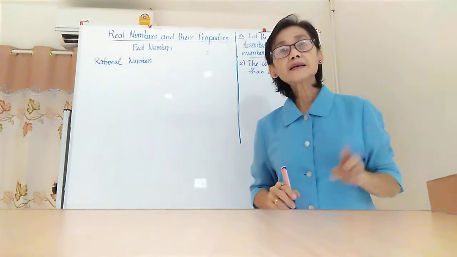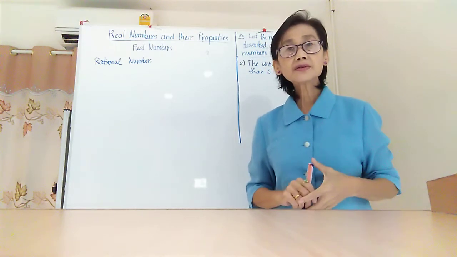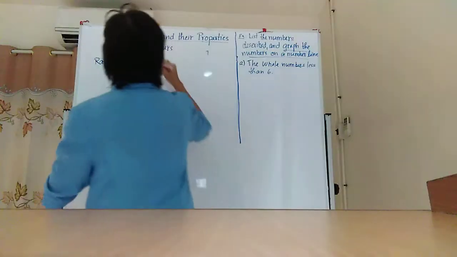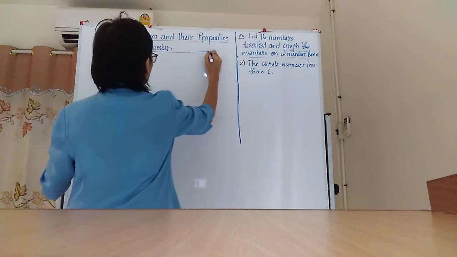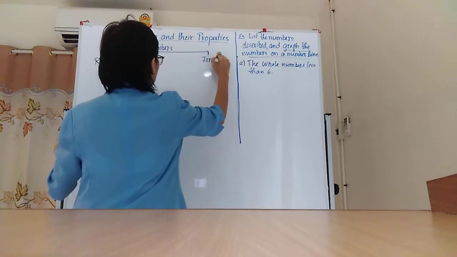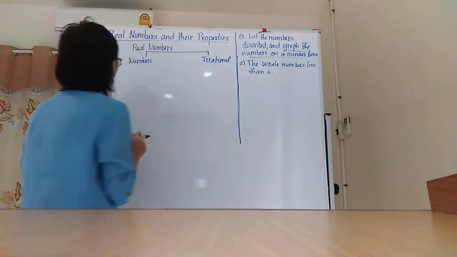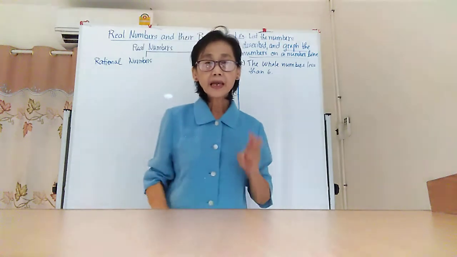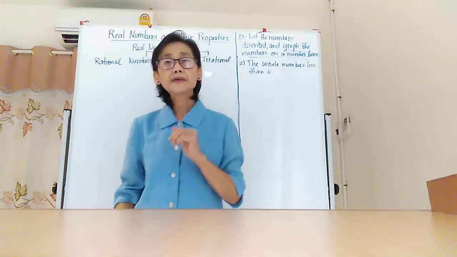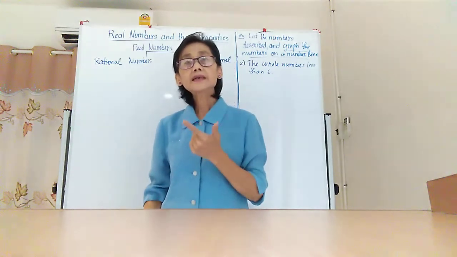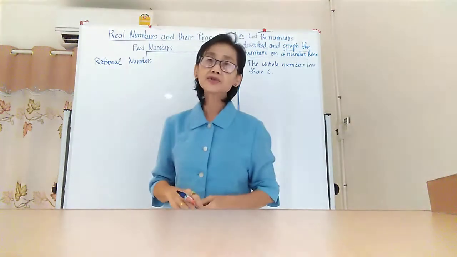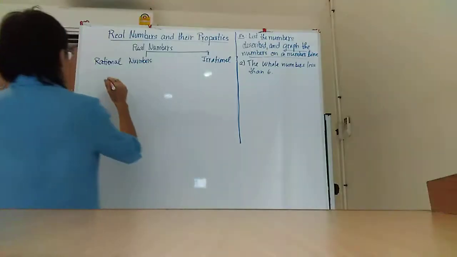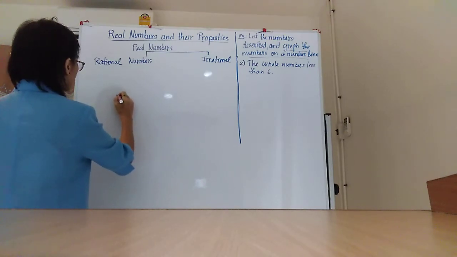The real numbers, we break them down into two parts. First is rational numbers, and second is irrational numbers. Okay, I will write about it. So within rational numbers, there are three kinds of numbers. First, integers. Second, whole numbers, and the last one, natural numbers, sometimes we call counting numbers. Okay, so I will write down here first, integer number.